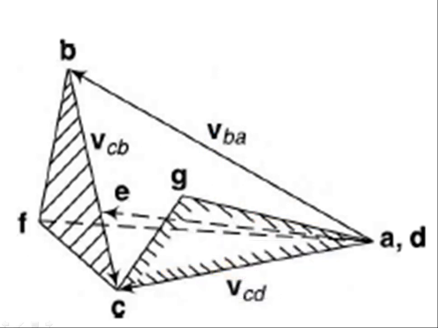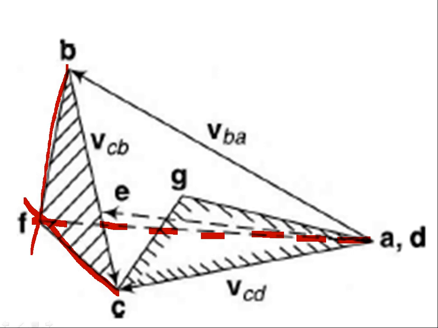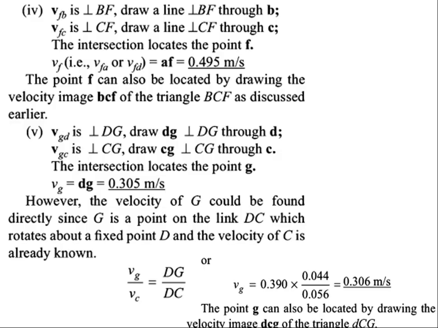Just draw a straight line from here, and from C also up to F. This intersection point will be F, and then from here just join up to F. So this AF value you have to find out, and you get it around 0.495. How much did you get? We got 0.5, sir. Okay, correct.